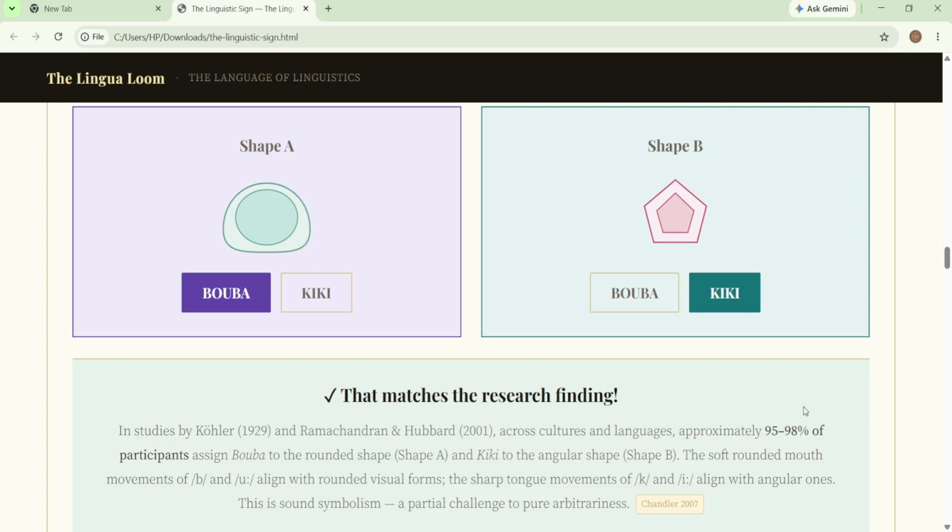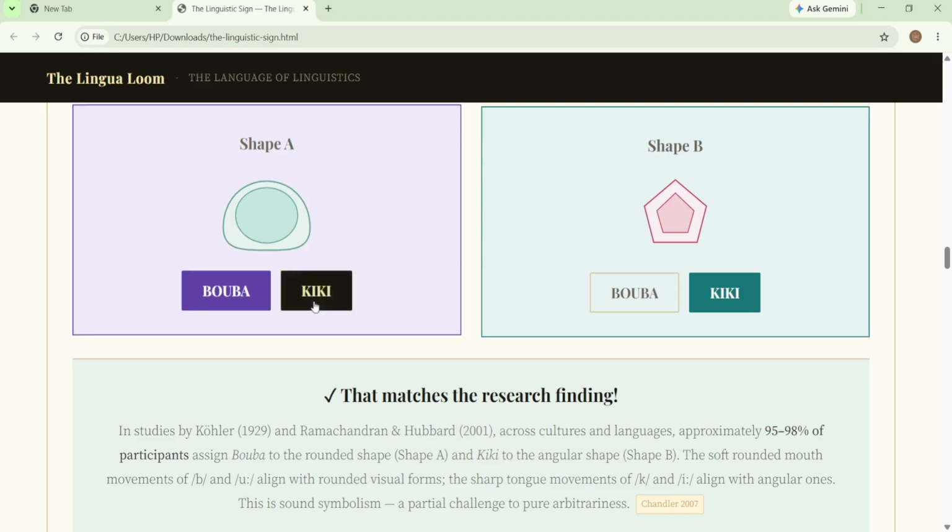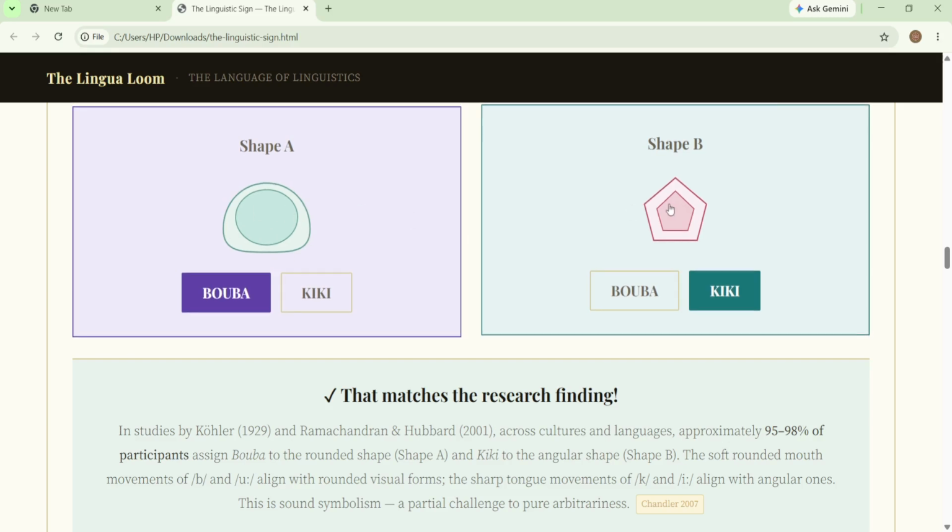The soft rounded mouth movement of the b sound and u sound is aligned with the rounded visual form. The sharp tongue movement of k and e aligns with the angular one. This is sound symbolism, a partial challenge to pure arbitrariness. So they assign this because of the b and because of the edges.